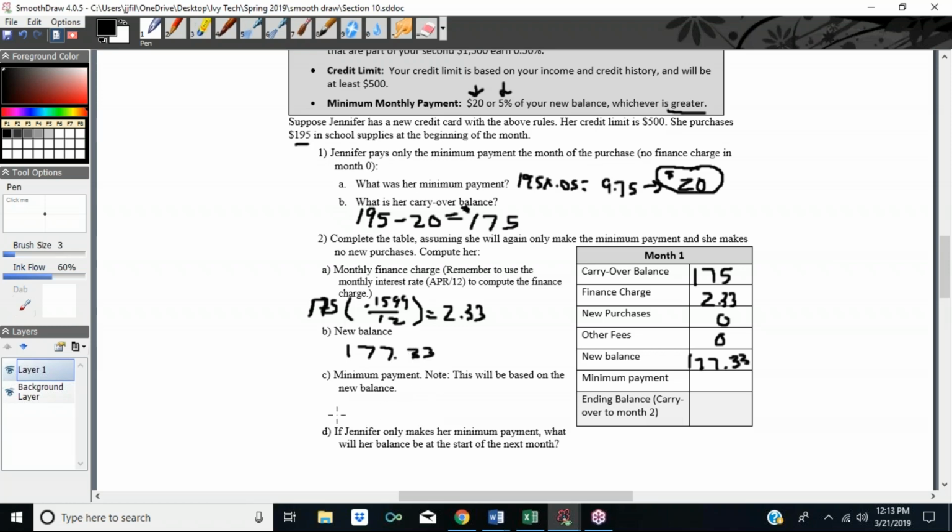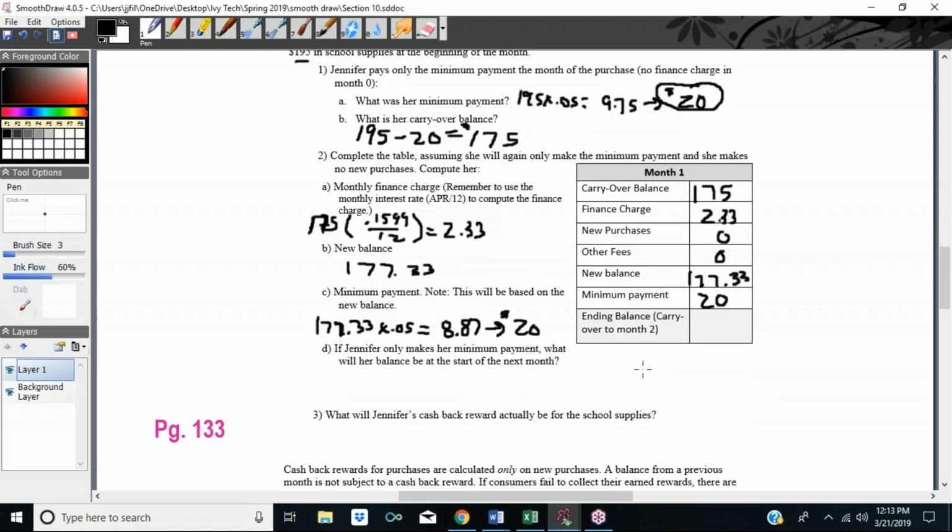So now we just find the minimum payment. So we can check 177.33 times 0.05. We know it's going to be less than $20 because the 195 was less than $20. But we'll check it and put it in here just to show you. Multiplying that out, I got $8.87. So the minimum payment is going to be $20 again. Remember, it's that 5% or $20, whichever is greater.